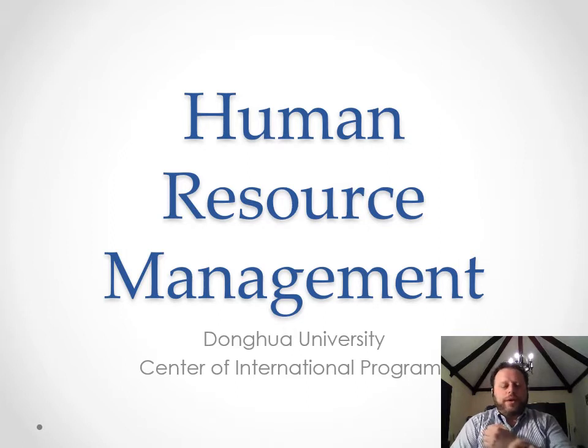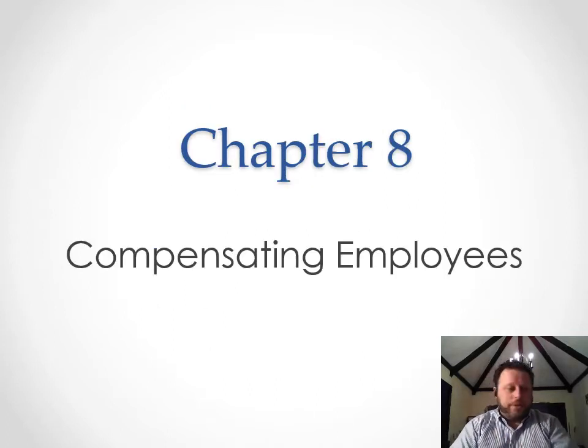So right at the beginning of this course, we talked about what is HRM, and we said that it is 8 things, right? And there's a core of 5, and that was recruitment, selection, training, evaluating, and compensating. So now we finished recruitment, selection, training, evaluation, and we are at our last one, which is compensating.